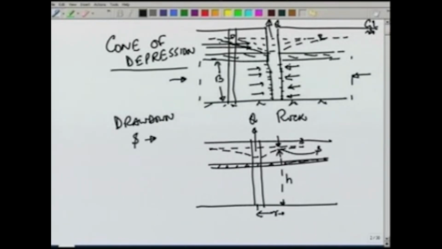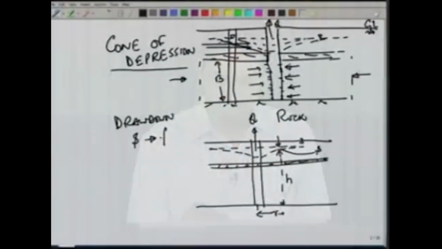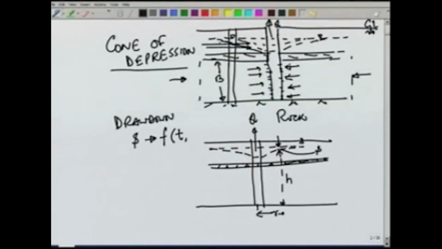So, as you can see, with time S will increase. When we start, S is 0 because the piezometer level is horizontal, and as we keep on pumping, S will increase, and S will typically be a function of time and the distance from the well. Once it reaches a steady state, then that profile S will only be a function of R.